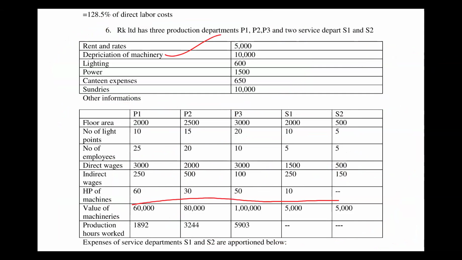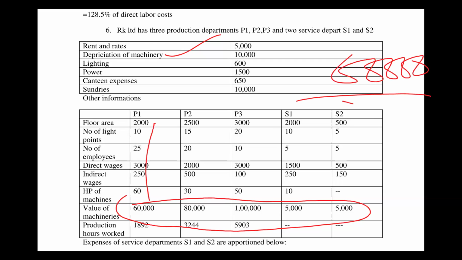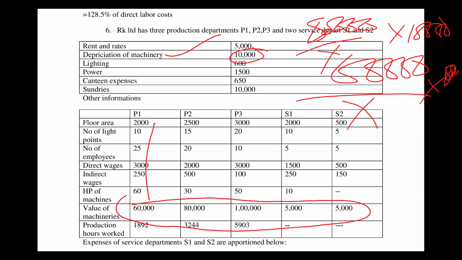So you total up all these. If you want how much goes to P1, you get 60,000 divided by the total of all these. Let's call the total X. Then times how much you are allocating, 10,000. That exactly will give you what goes to P1. And you do the same for P2. You say 80,000 divided by X, the total of the machinery value, times the 10,000 that you are allocating, and that specifically will give you for P2. You do the same for P3, and that's what you do.